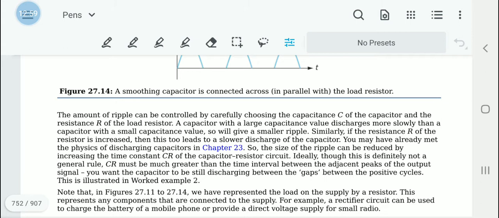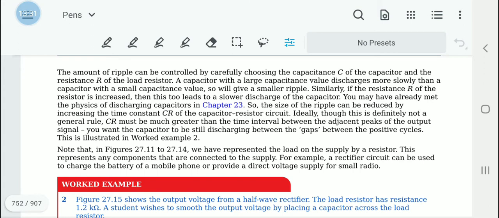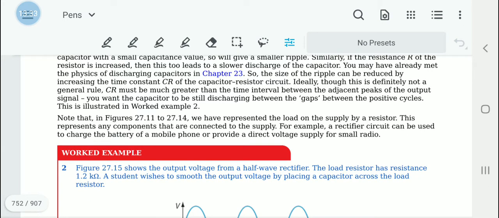As a general principle, we say that CR should be very much higher than the time interval between the adjacent peaks of the output signal. That means you need the capacitor to be discharging between the gaps also. In the worked example, when you go through it, you will understand how that is possible.